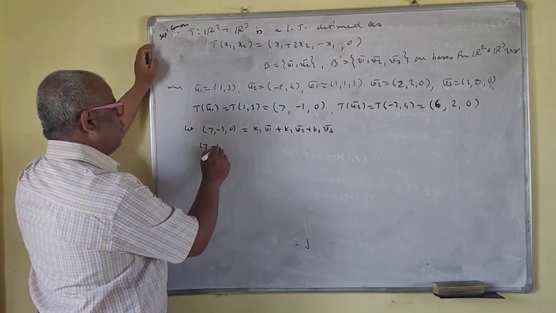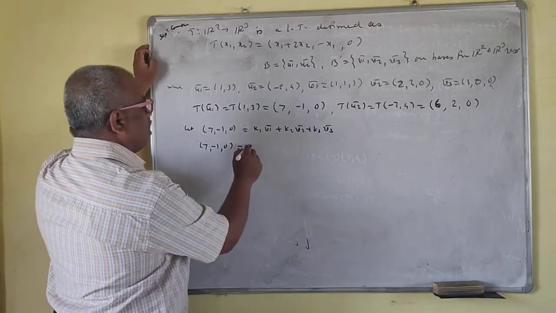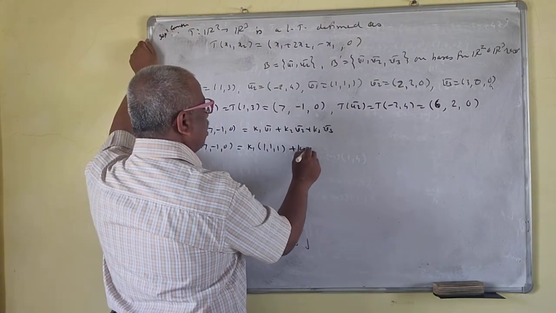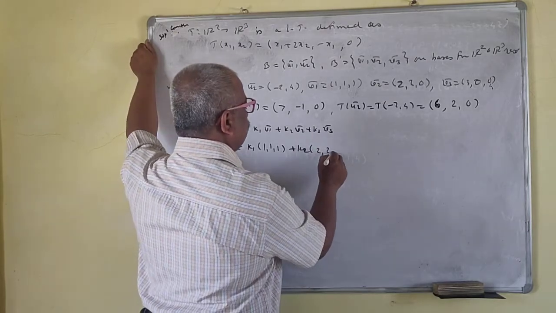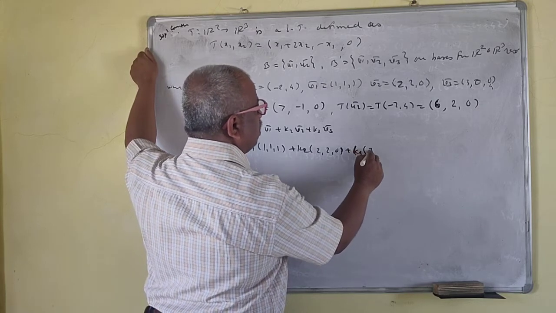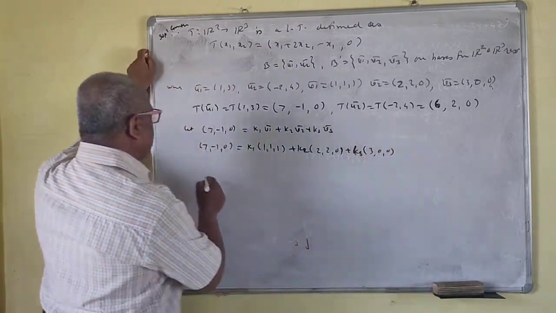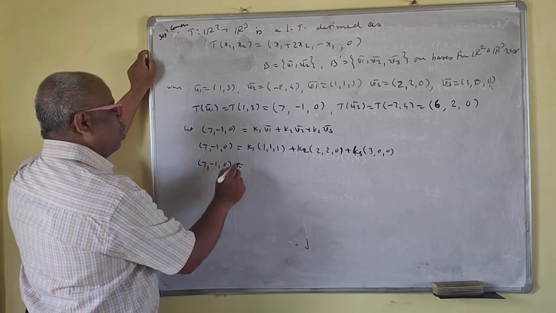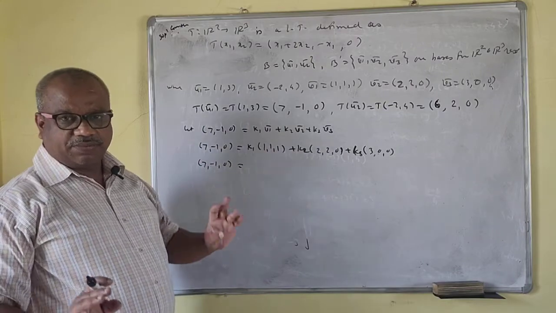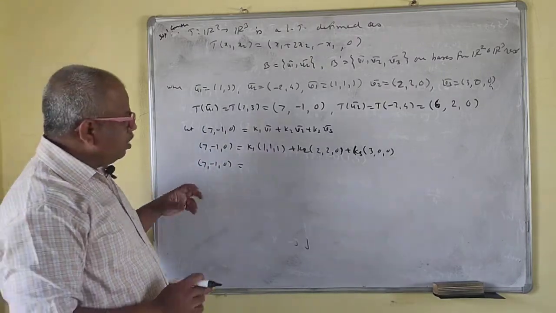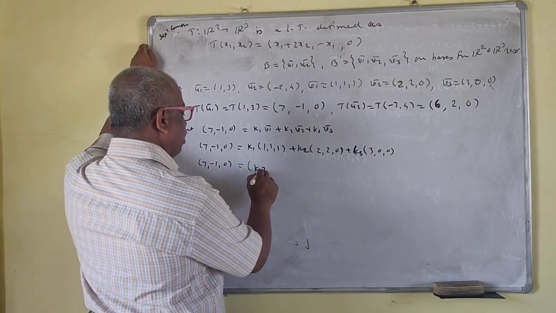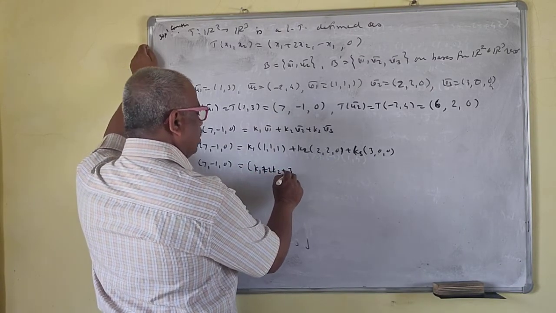Now this is (7, -1, 0). So K1 times V1 bar, which is (1, 1, 1), plus K2 times V2 bar, which is (2, 2, 0), plus K3 times V3 bar, which is (3, 0, 0). So this is very simple. Because there are only two vectors and these are three vectors, we are not trying the A B C form. Plus twice K2 plus 3 K3.